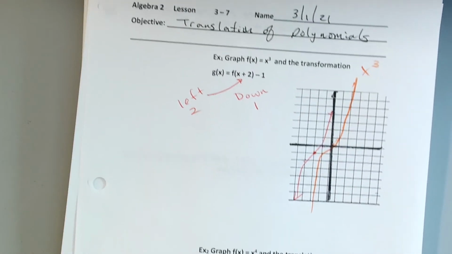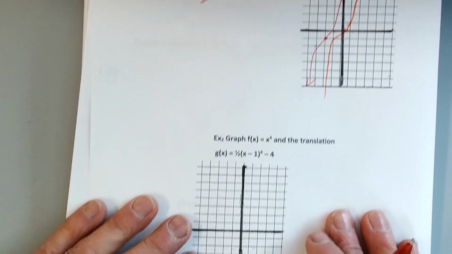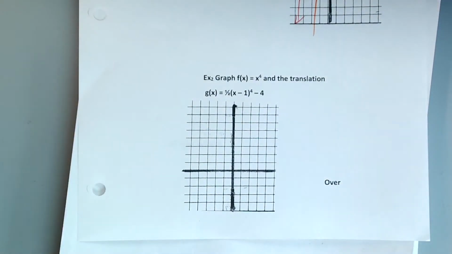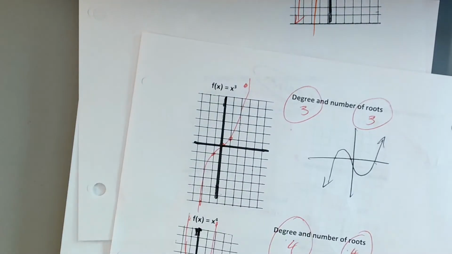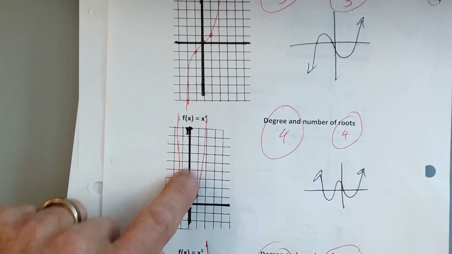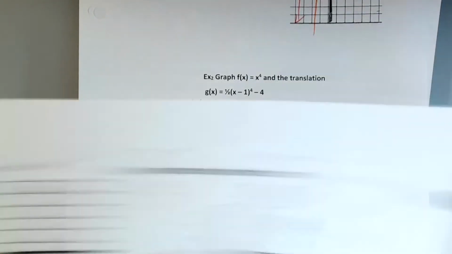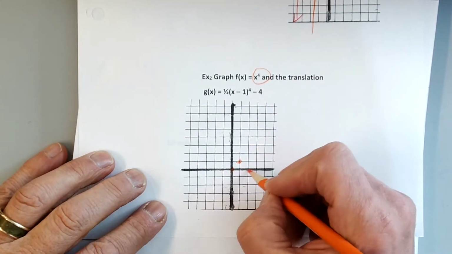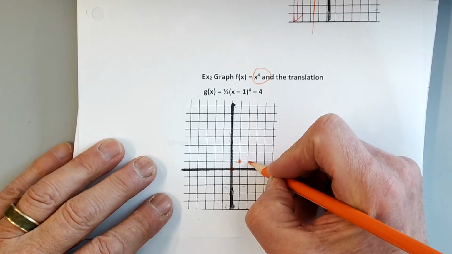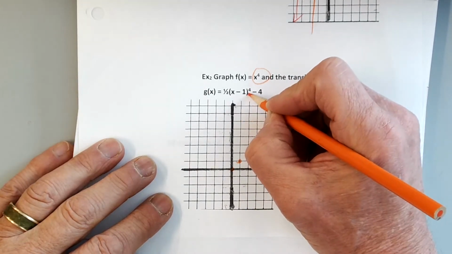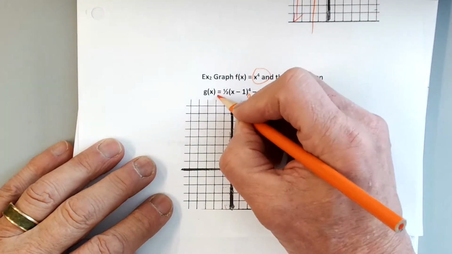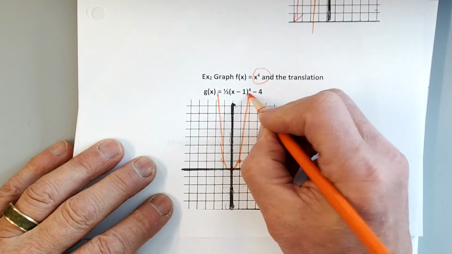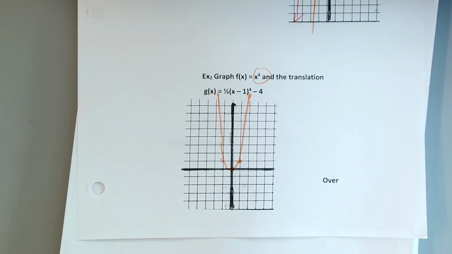Okay, let's take a look at example 2. Well, first, let me put the parent function in. So again, for my notes, the parent function for x to the 4th looks like that, right? So I'm going to put that in first. Put my x to the 4th in. Okay, 2 to the 4th is 16, super steep, so I'll put it way up here. Okay, there's my parent function.